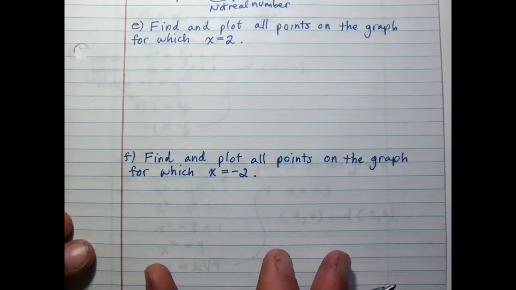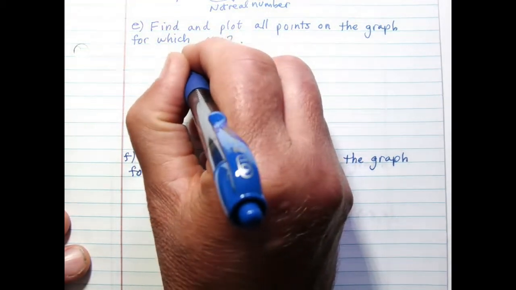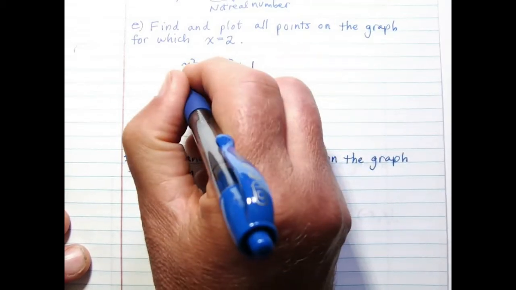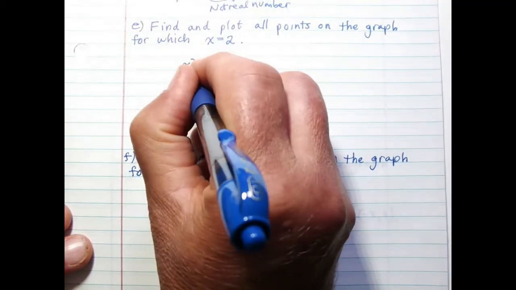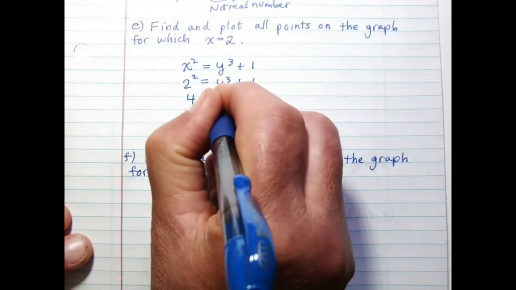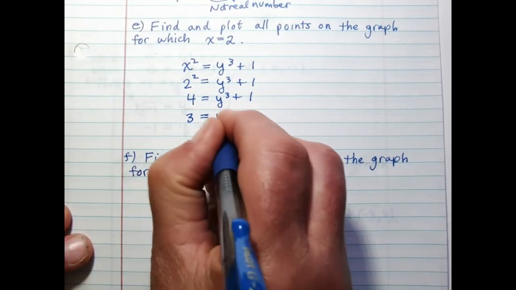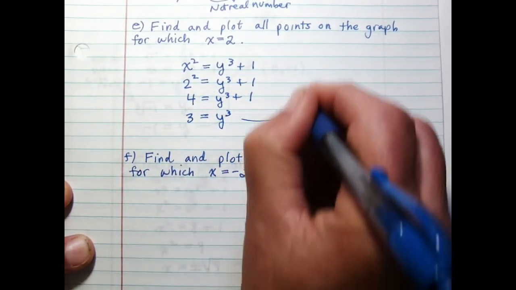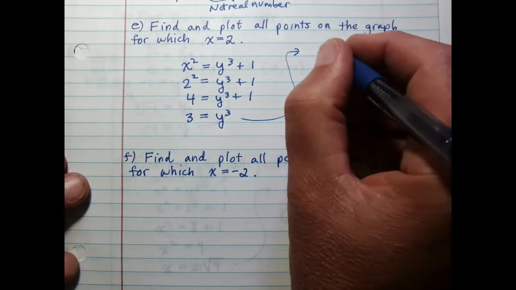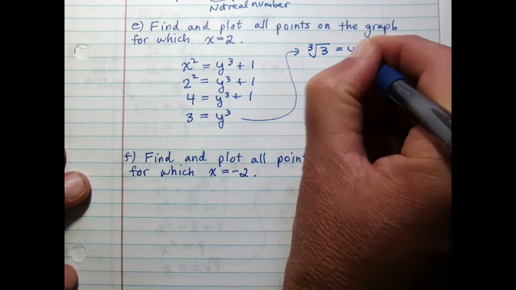And now let's look at E. Find and plot all points on the graph for which x equals 2. Okay. Take our equation again and set x equals to 2, right? So 2 squared equals y cubed plus 1. 4 equals y cubed plus 1. Subtract 1 from both sides. I have 3 equals y cubed. So I'm back in this situation of having a cubic equation to work with. And so the cube root of 3 is y.